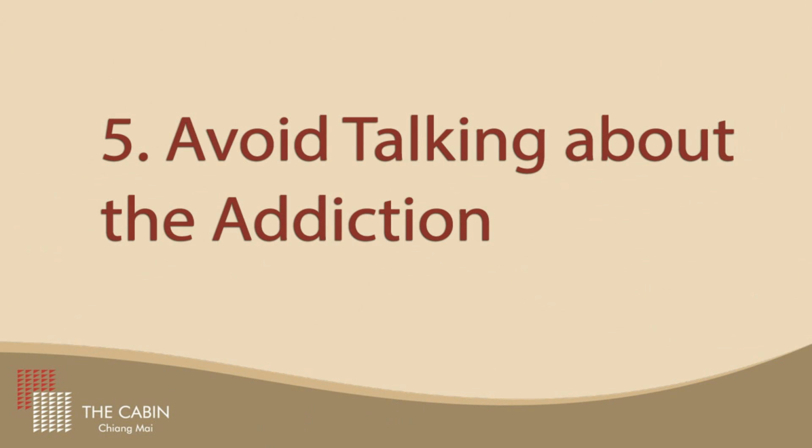Another form of enabling behavior is avoiding conflict or not naming the addiction. We might dance around the subject or completely avoid the subject altogether. We may not want to suffer the reaction from the addict if we're actually calling the disease a disease. Unfortunately, this is another way of minimizing it, of ignoring it, and pretending that everything's okay.